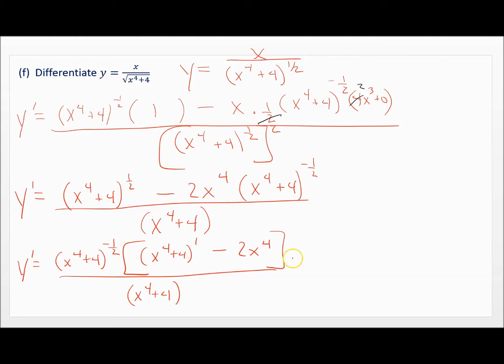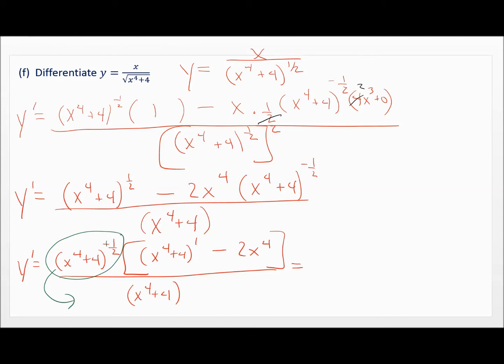Now, I'm going to scoot on over. I need room. So I'm going to scoot on over. And I still have this out front now, I guess to save us a little bit of space. What I'm going to do is move this guy right here to the bottom. What happens when I move him to the bottom? That changes to a plus, right? That's going to turn into a plus 1/2 down there. So I'm going to write that down so you can see what comes after that.